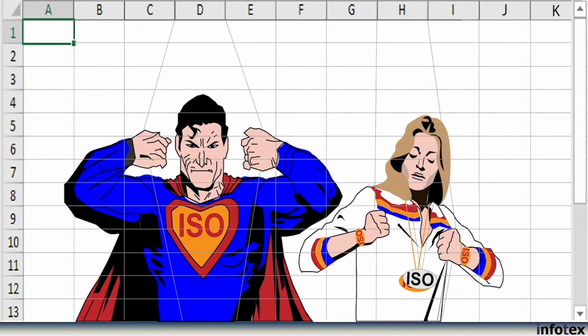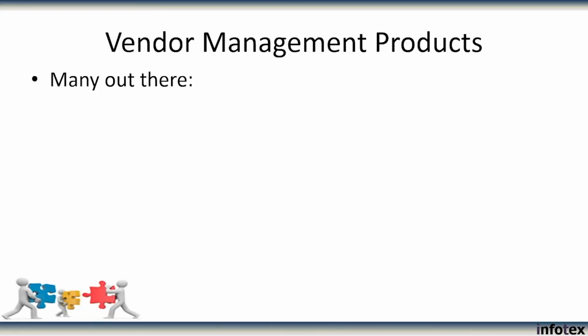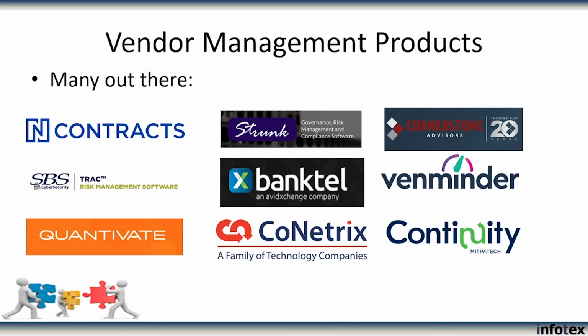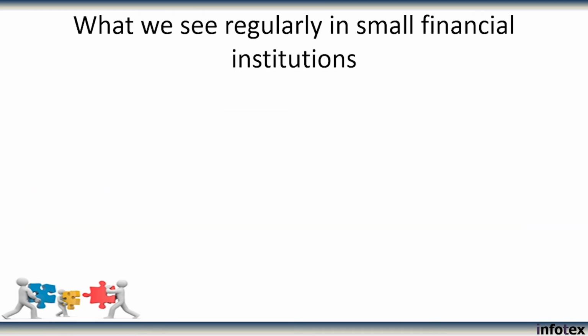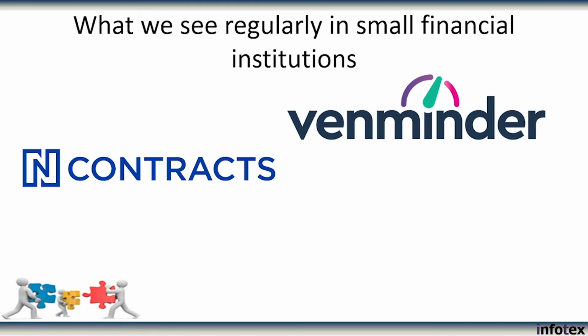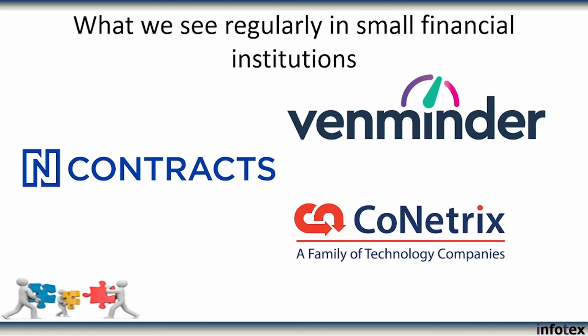And oftentimes, you might just not have the time to collect your vendor's due diligence material, review them all, understand them all, and create reports for each vendor. That's where vendor management tools come into play. And there are many vendors out there, and they can play many different roles, from handling due diligence document requests or reviews of critical vendors, to managing the whole due diligence process. The most common ones we encounter at smaller community-based institutions are VendMinder, NContracts, and Tandem by Conetrix.